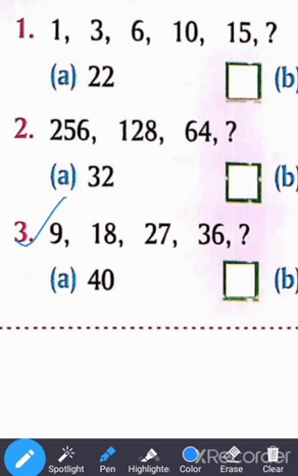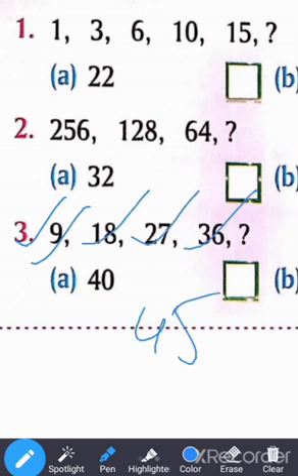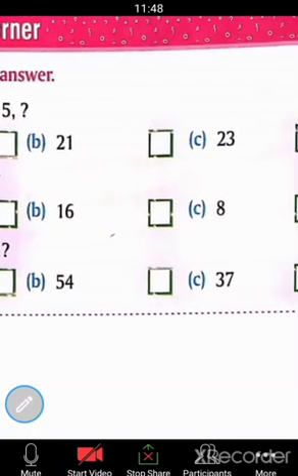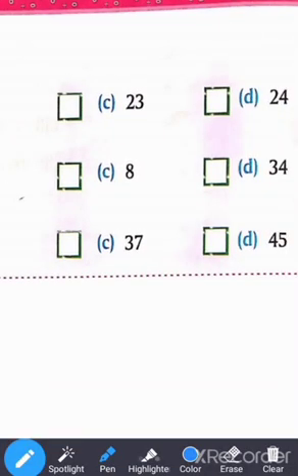Now come to the last question. 9, 18, 27, 36. If you observe carefully, it's the table of 9. 9 ones are 9, 9 twos are 18, 9 threes are 27, 9 fours are 36, so 9 fives are 45. So now my answer will be the last answer, that is 45.